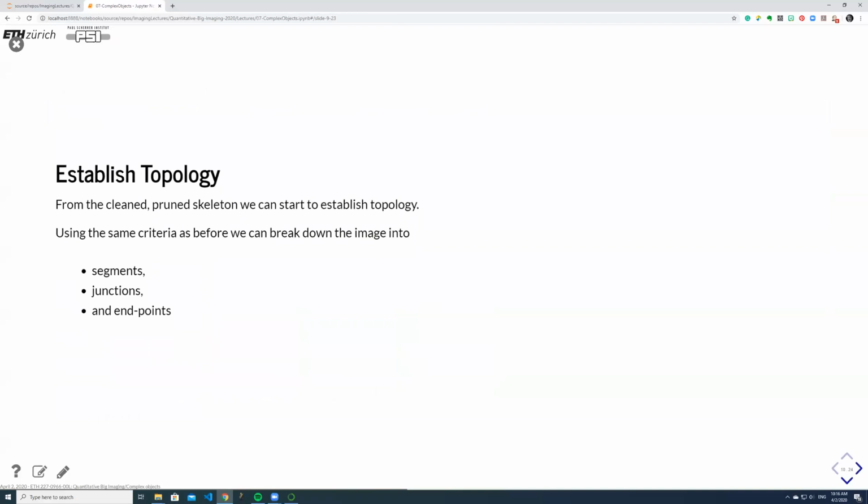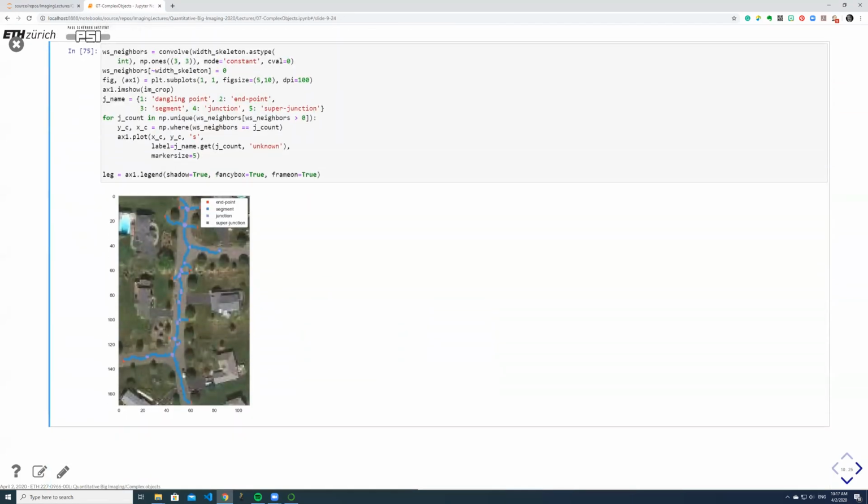Now we want to look at more information. We can use the same criteria to look at the image we used before. We just run the convolution again on the image and see what comes out. We can find segments, junctions, and endpoints. In the analysis, we can label different points. So we have different endpoints.